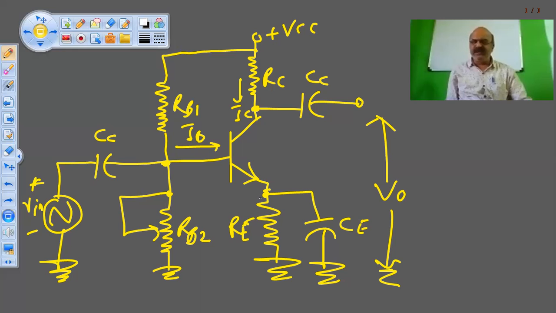But for AC signals, as we know, a capacitor will bypass that signal. It will provide a short circuit for the signal. So naturally, the emitter bypass capacitor C is bypassing the AC signal.